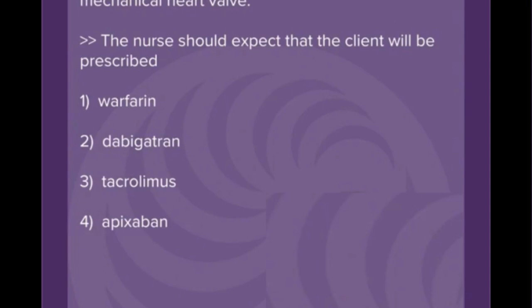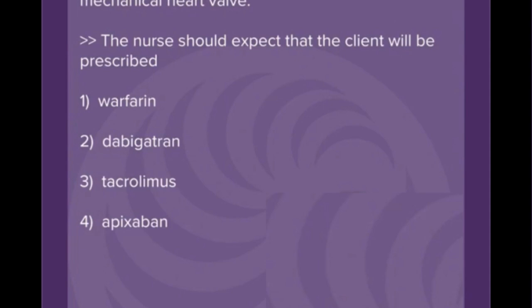We definitely want to teach those clients to get frequent lab checks, to monitor their INR, and to keep it in that therapeutic range. Option 2 is Digoxin. This is a thrombin inhibitor. It's an incorrect option. It's actually contraindicated for clients with mechanical heart valves. Usually we give it for a DVT, a pulmonary embolism, or stroke for clients that have atrial fibrillation. Option 3 is tacrolimus. This is an immunosuppressant or anti-rejection medication given for clients with a transplanted organ, not needed for a mechanical heart valve.